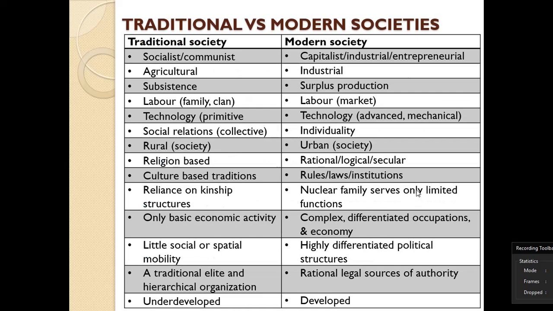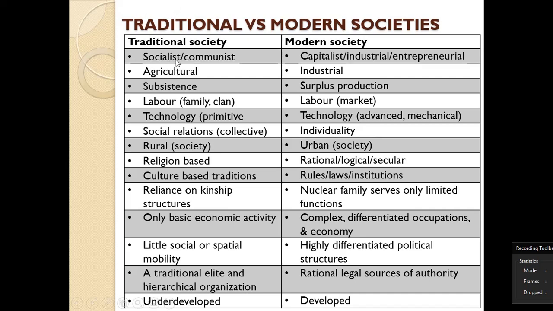So this is a summative table that draws a dichotomy between traditional society and modern society, and therefore the modernists, the economists in modernization theory, are suggesting that the developing countries are more traditional, and therefore they need to shift to become modern societies.